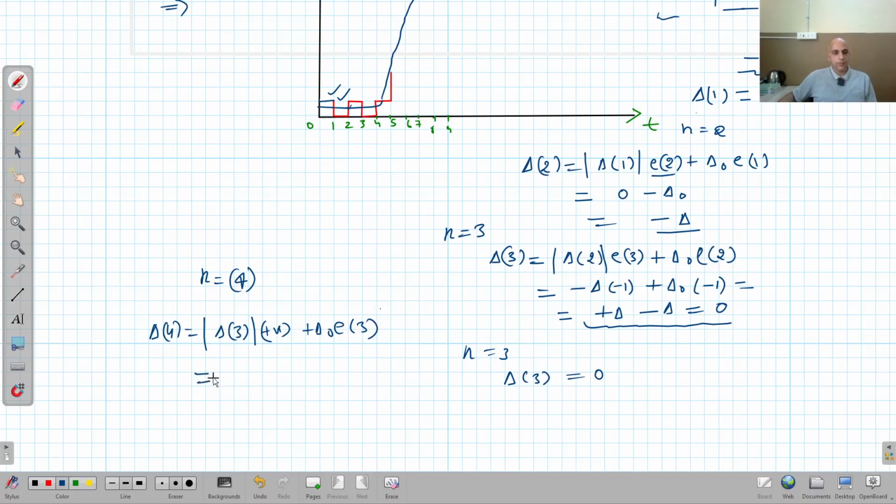Now from here, you put the value of delta 3 as 0. Yes, delta 3 is 0, so it doesn't matter whether it is positive or negative, plus delta naught into E3. E3 is positive. So you got plus positive delta, which means plus delta. In this way, we can proceed to the n is equal to 5 step.